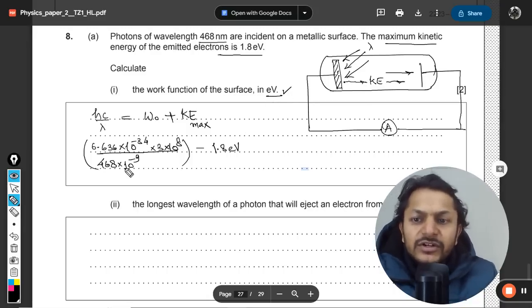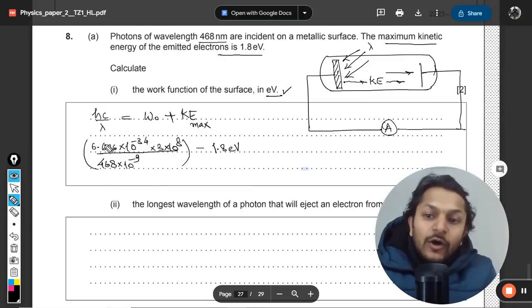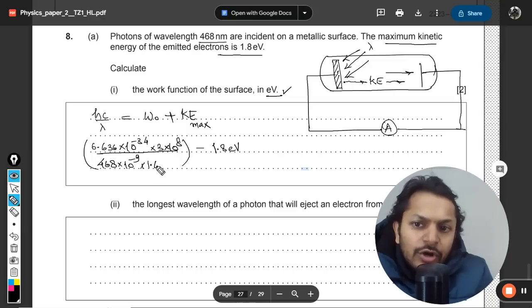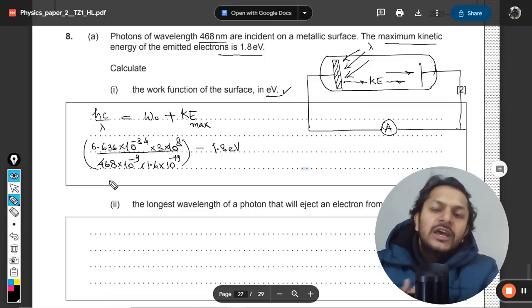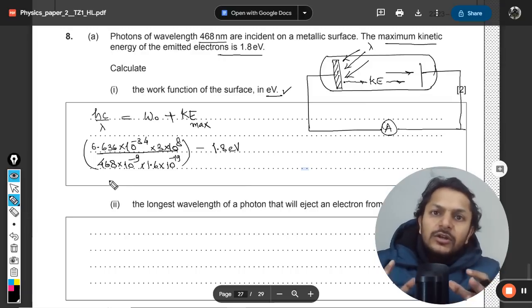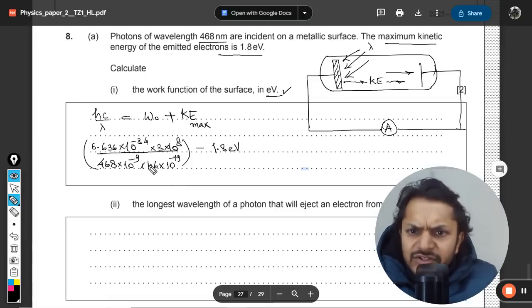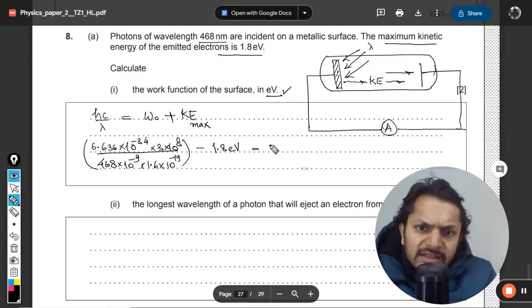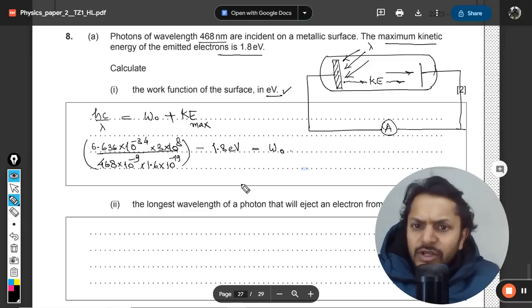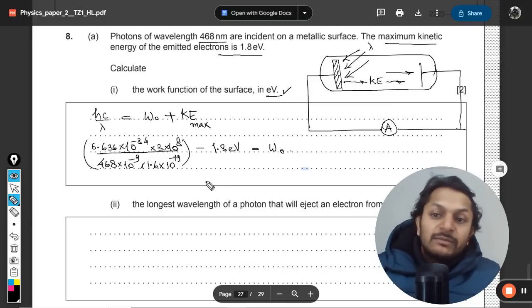So it will be better if we convert hc by lambda, which presently is in the unit joule, into electron volt. How? By dividing it by the charge on an electron. So this is the conversion factor, and this is how you convert joule into electron volt. You divide the energy by the charge of the electron, and whatever is the new numeric value will be the energy in electron volt. When we solve this, we subtract 1.8 from this, and you would get the work function. I am not calculating it here, so we will directly move to the mark scheme and see if they have done the same thing.